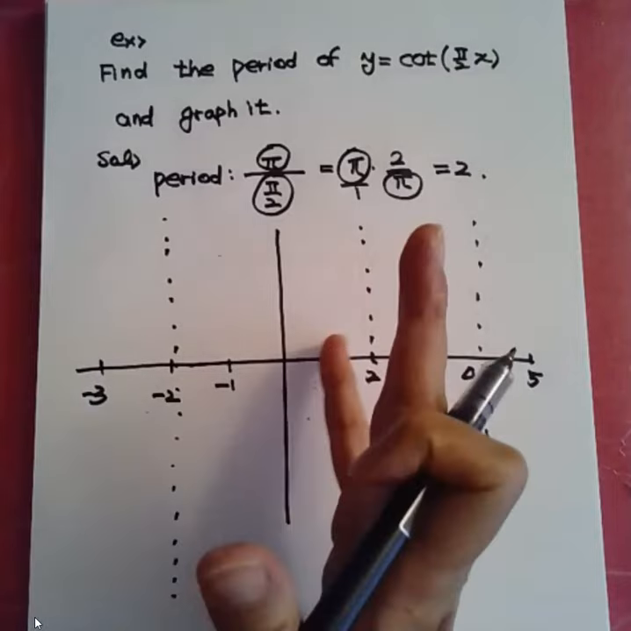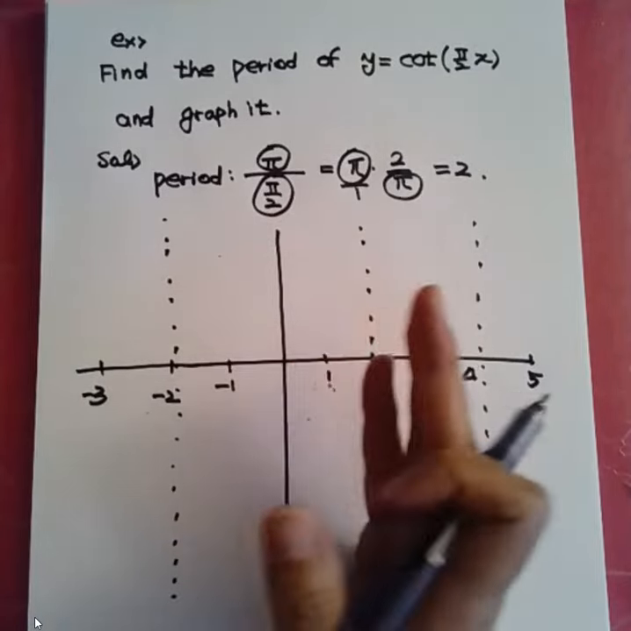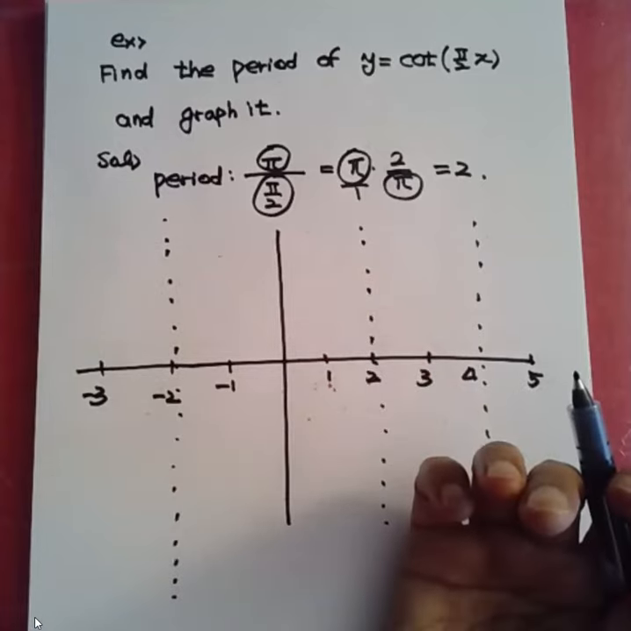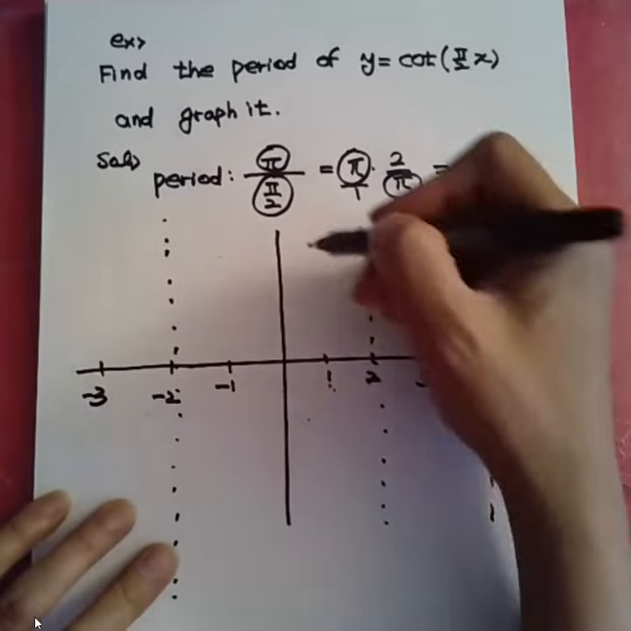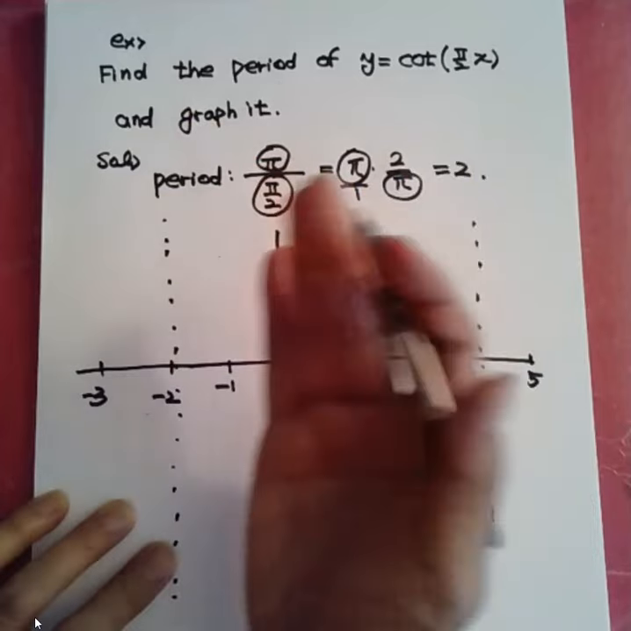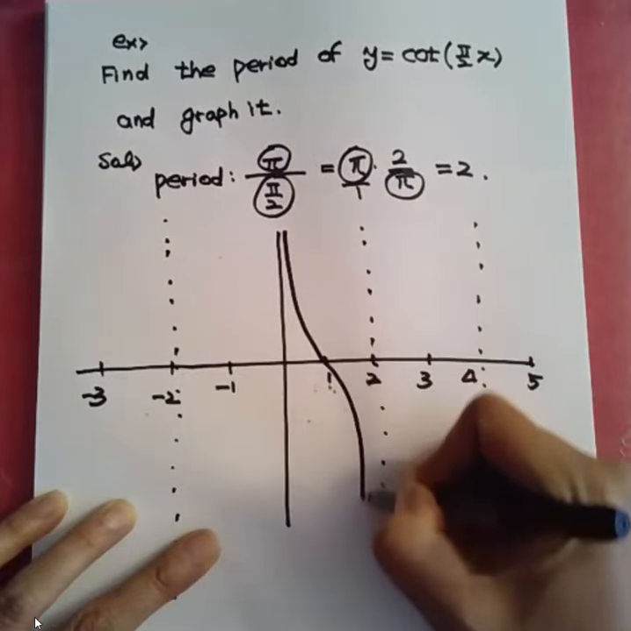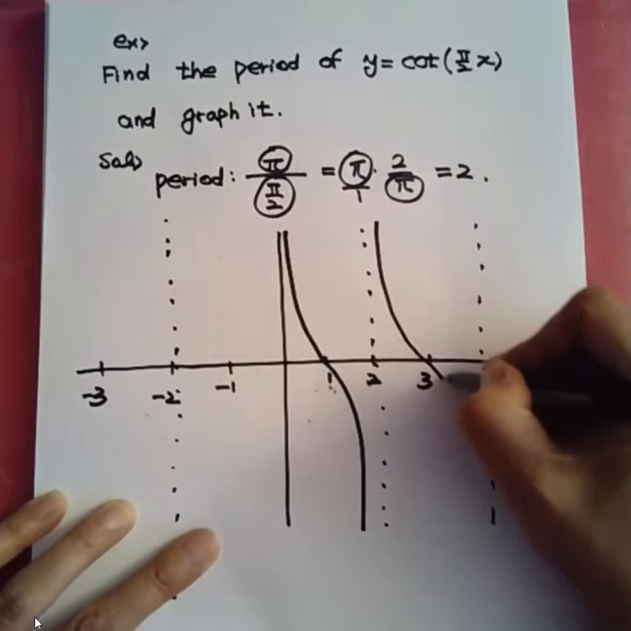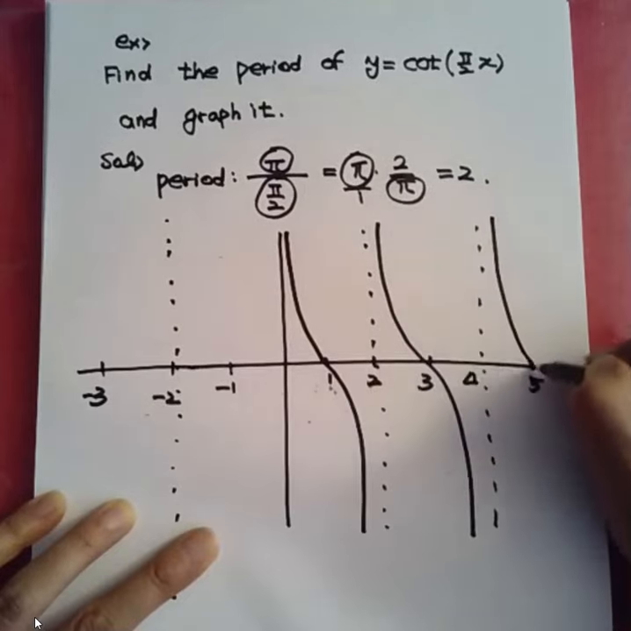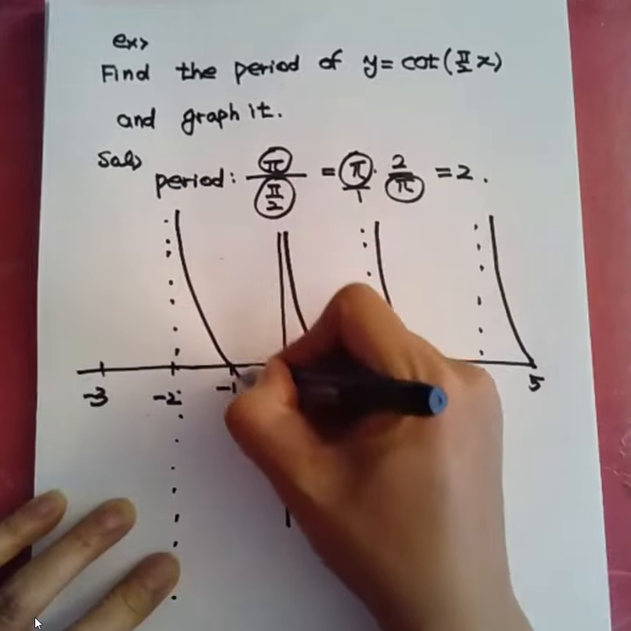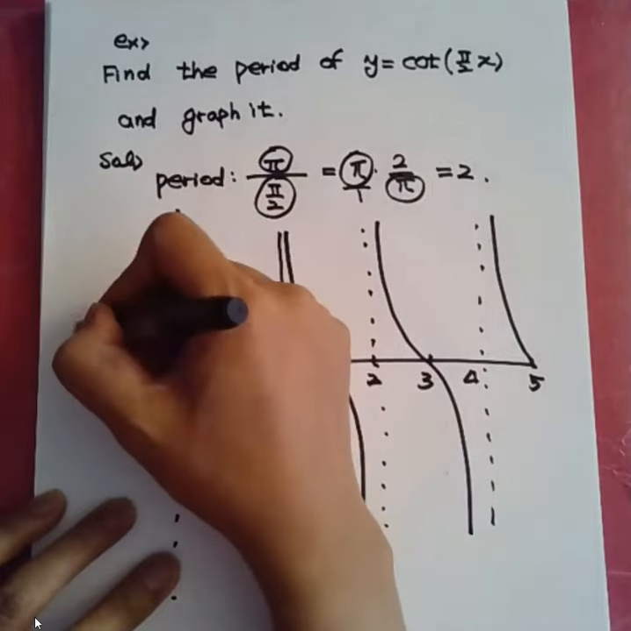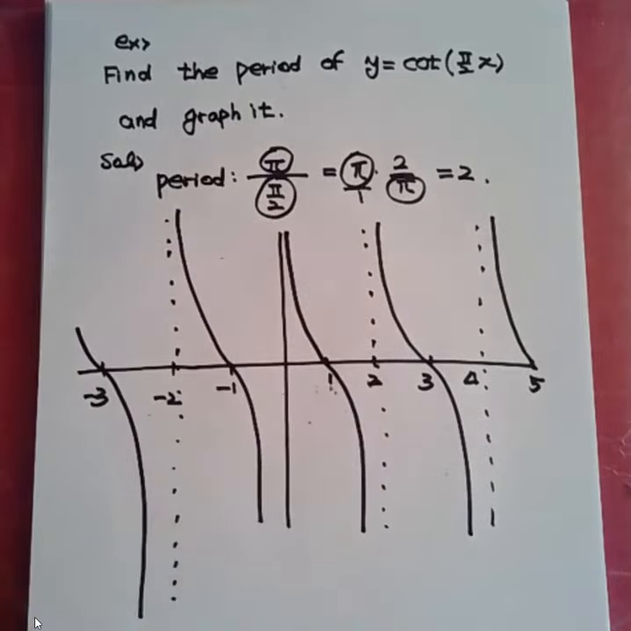So this positive number belongs to the first quadrant. So in this region, the graph should be positive. So this is the graph, desired graph, and we will just patch those graph forever. That's about the graph of a cotangent function.